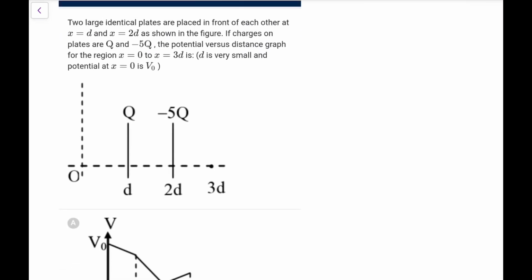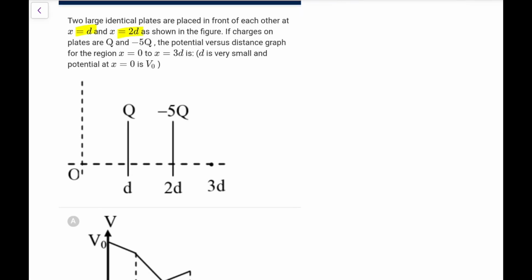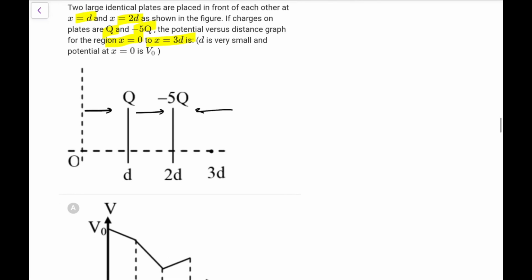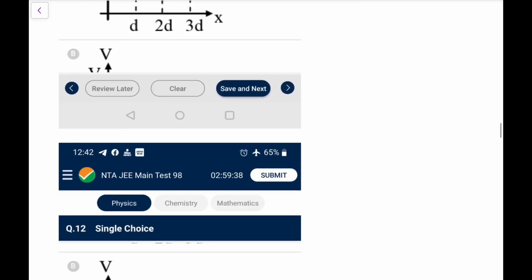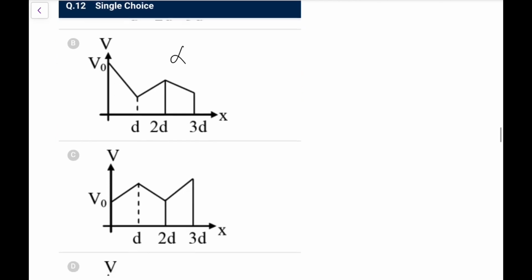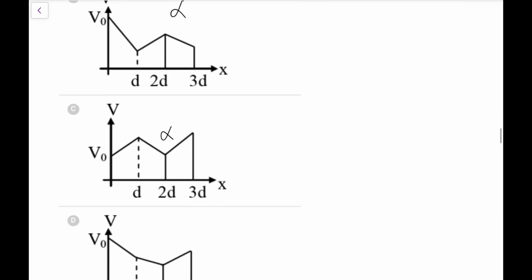Two large identical plates are placed in front of each other at D and 2D respectively. If the charges are Q, 1 and minus 5Q, the potential versus distance for 0 to 3D is going to be, okay, so let me check it like this. Because of this effect, the field would be, let's say, coming towards here. Here the field again would be coming towards here, and the field here would be coming towards here because of this. So when we go in the direction of the field, potential should decrease. So it is decreasing here, decrease and here increase. So option B is wrong because in between it increases. Option C is also wrong because it increases in the first part.